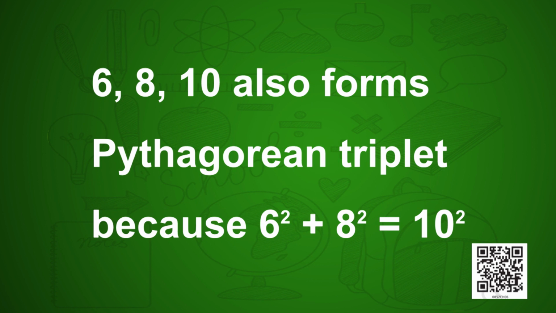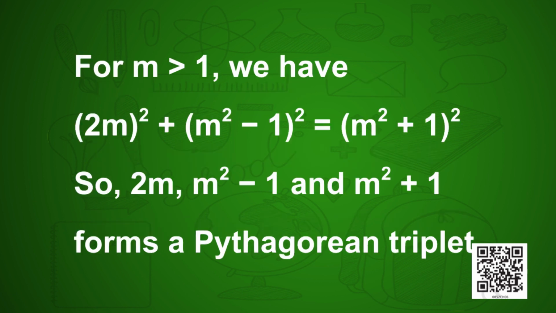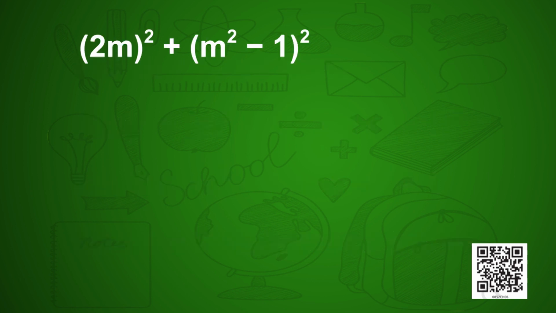The numbers 6, 8, 10 also form a Pythagorean triplet because 6 square plus 8 square is equal to 10 square. In general, we observe that for any natural number m greater than 1, we have (2m) whole square plus (m square minus 1) whole square is equal to (m square plus 1) whole square. So, the numbers 2m, m square minus 1 and m square plus 1 form a Pythagorean triplet.